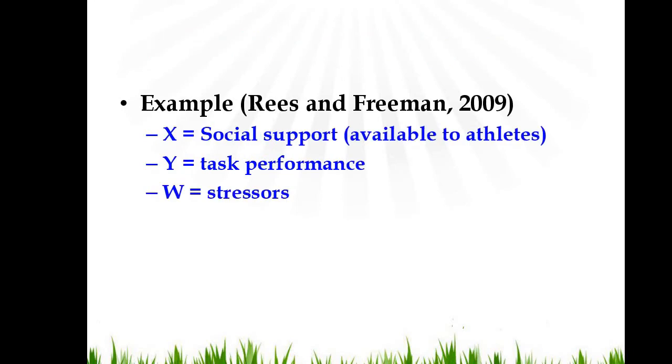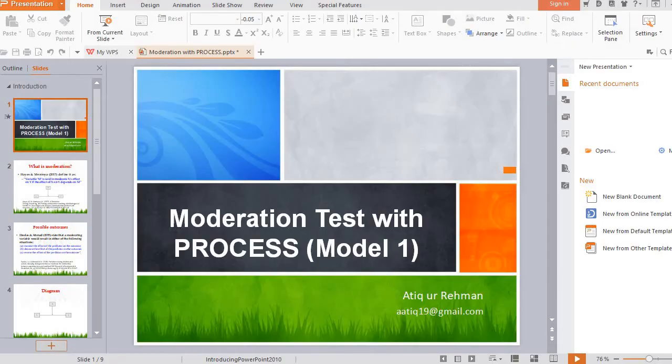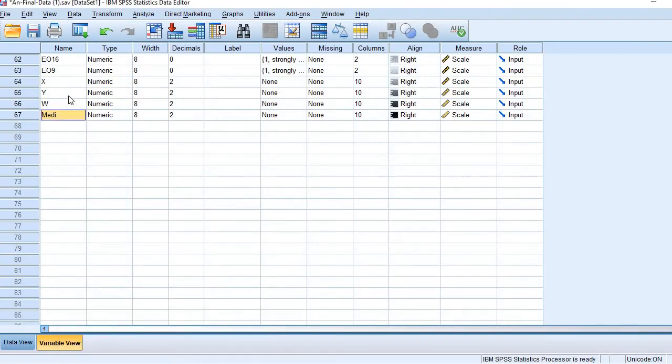In this session, we will take an example from a study by Rees and Freeman. In this study, social support has been used as the independent variable, task performance has been used as the dependent variable, and stressors have been used as the moderating variable. So let's use this model in SPSS. So here is the SPSS, you see here. So X, Y, and here W is meant for the moderating variable in this example.